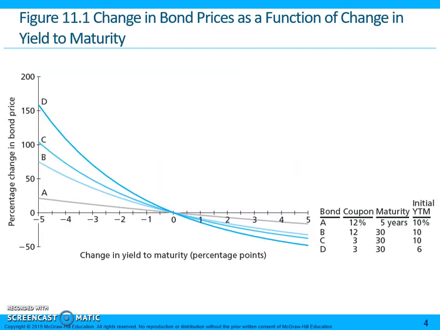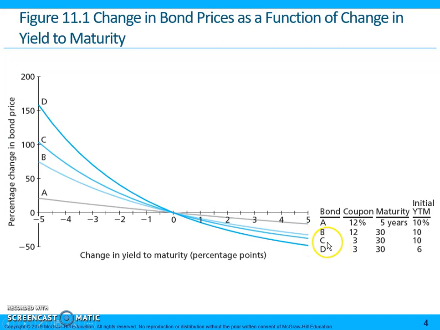Figure 11.1, the change in bond prices as a function of change in yield to maturity. We start by looking at A. We have a 12% coupon bond with an initial yield to maturity of 10%. We can see that A, being a shorter maturity with a high yield to maturity, is less sensitive to changes in yield to maturity. If we move to B, we have a 12% coupon bond with a 30-year maturity and the same 10% yield to maturity. Now it becomes slightly more volatile, so more interest rate sensitive.